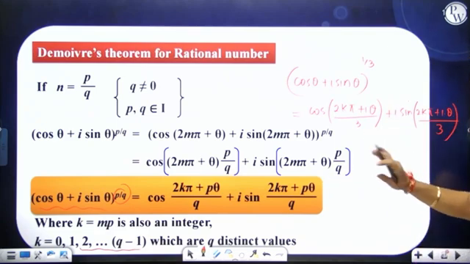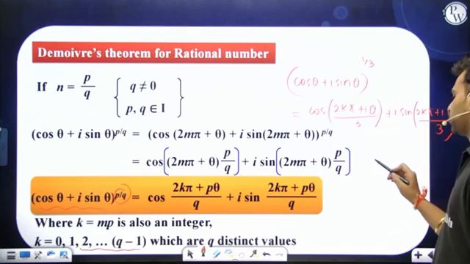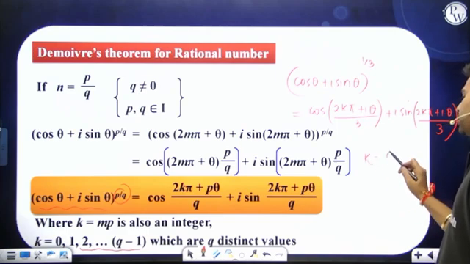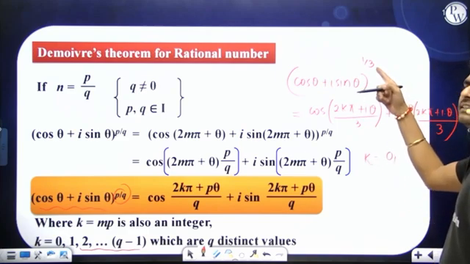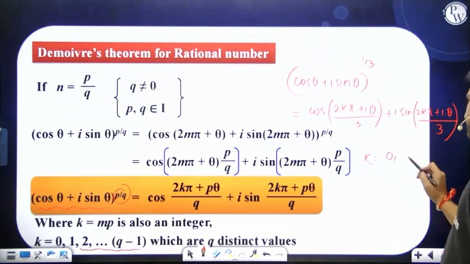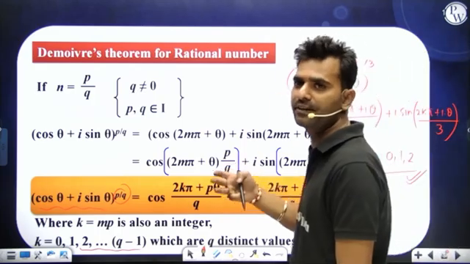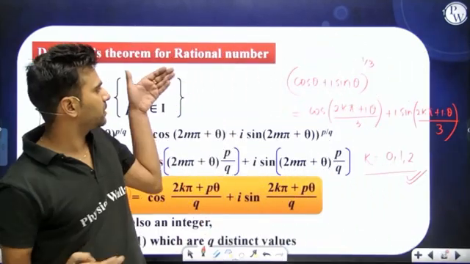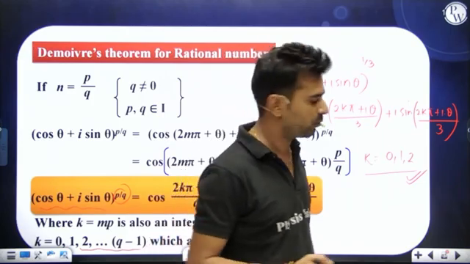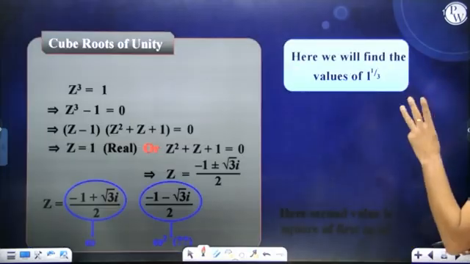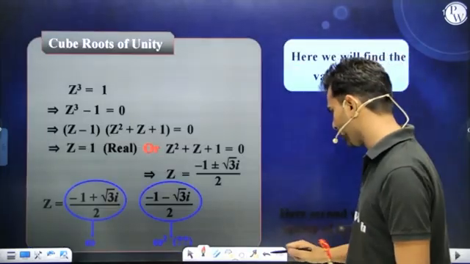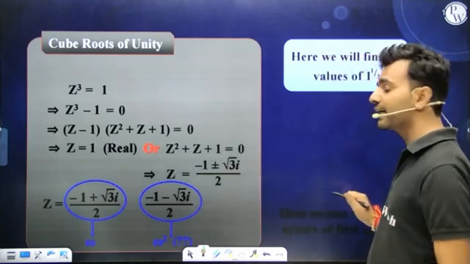Can you compare this? Okay, number 1. Number 2, here k will go from 0 and then one lesser value than the denominator of the rational number. That is k equal to 0, 1 and 2. These 3 values of k you will put, you will get 3 different values of this number. Basically that is what I am trying to say. 3 values you will get because power 1 by 3 was there. If power 1 by 4 is there, then you will get 4 values.